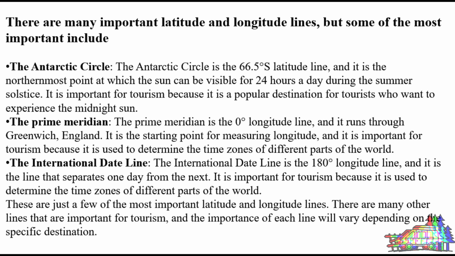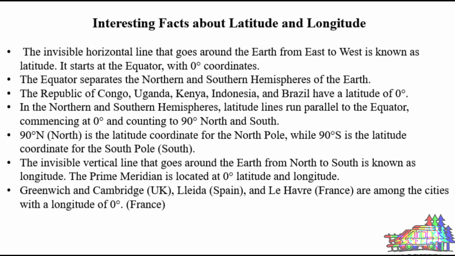The International Date Line. The International Date Line is the 180 degrees longitude line, and it is the line that separates one day from the next. It is important for tourism because it is used to determine the time zones of different parts of the world. These are just a few of the most important latitude and longitude lines. There are many other lines that are important for tourism, and the importance of each line will vary depending on the specific destination. Interesting facts about latitude and longitude.